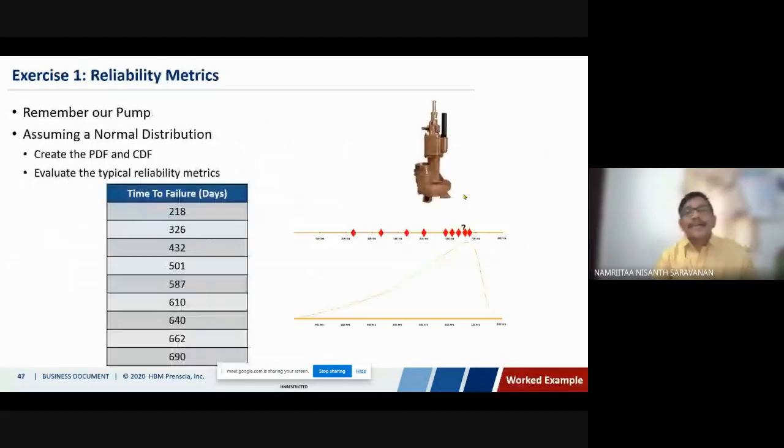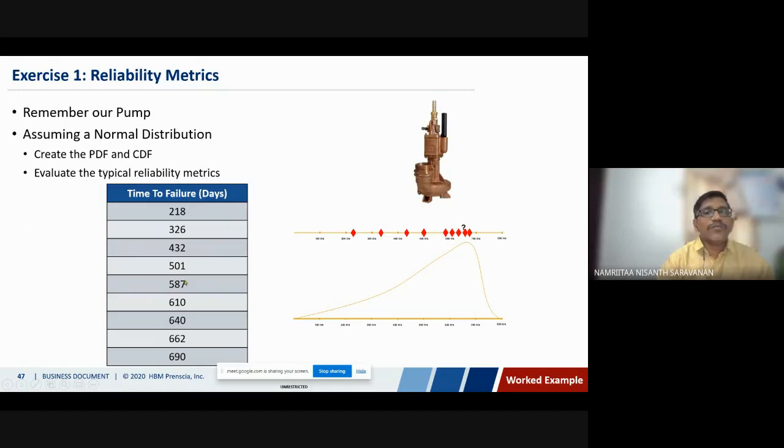Okay. Let me show you a simple example of how this calculation happens. Previously I mentioned a pump. This is a sump pump used in some mining industries. For the time to failure information of the pump, I know the installation date, and I know when the pump failed. So I have the time to failure of the pump readily available.